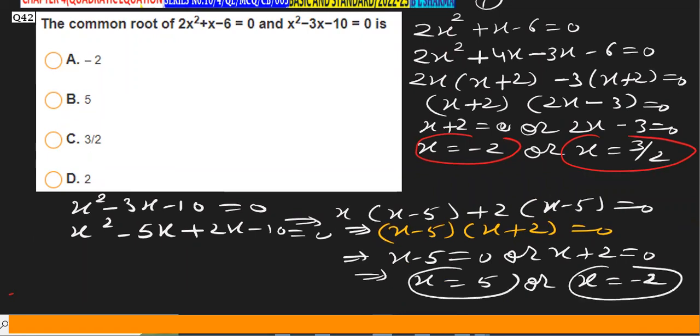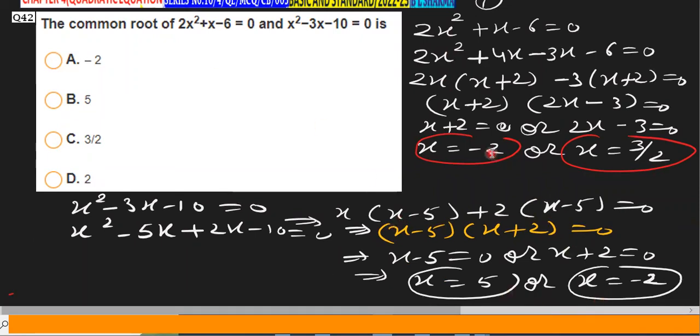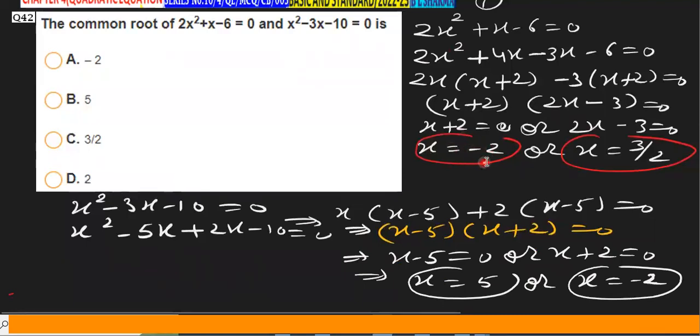तो सेकेंड क्वाड्रेटिक इक्वेशन है, उसके दो जीरोस है, 5 एंड माइनस 2, लेकिन दोनों में कॉमन कौन सा है? Here it is minus 2, this is also minus 2, so A is the correct answer. Minus 2 is the common root of the two given quadratic equations.